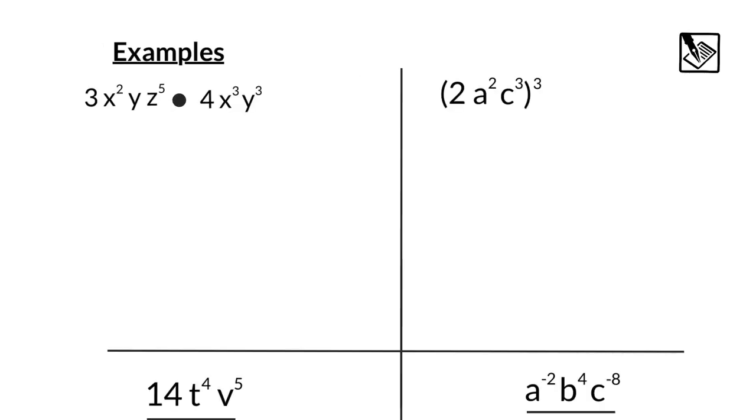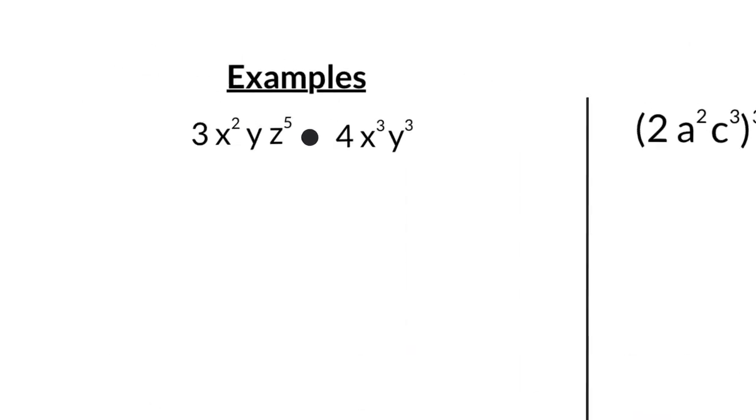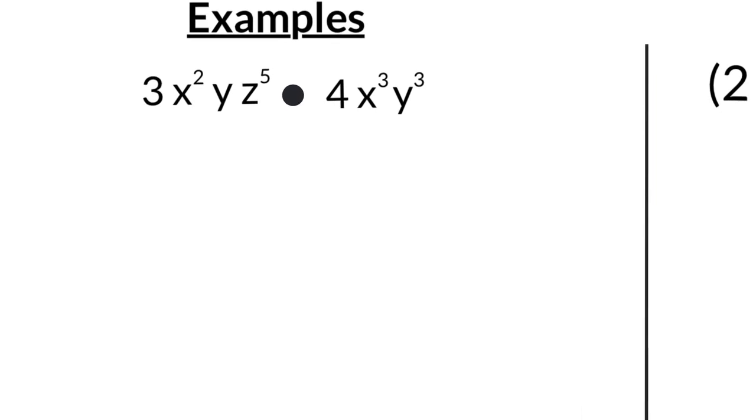Alright, we're going to do 4 examples. Try not to be intimidated. They might look a little scary at first, but they're actually not too bad. Let's take a look at this first one here. We've got 3x squared y z to the 5th times 4x to the 3rd y to the 3rd. And what we're going to do is take each of these separately. Let's start with these numbers. 3 times 4 is 12. Okay, not that bad.